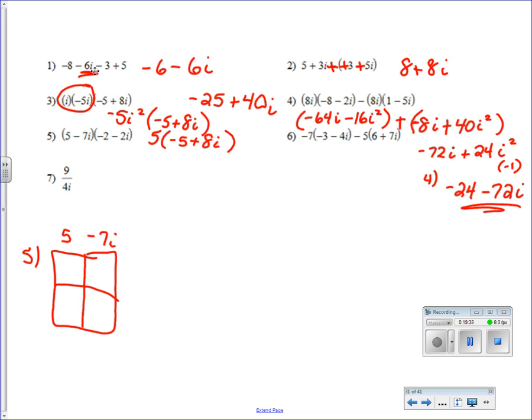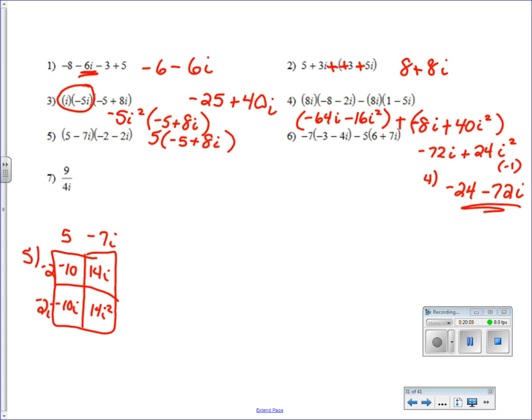So I could do this. I mean, do I sit and do this with the boxes? No, but you can. So you could do, what is 5 times negative 2, which would be negative 10. Then negative 2 times negative 7i, which would make 14i. Then we'd have negative 2i times 5, which is negative 10i. And then negative 2 times negative 7, which would make positive 14i squared.